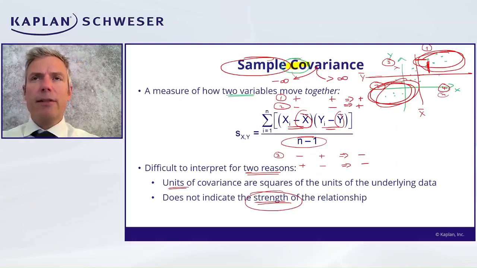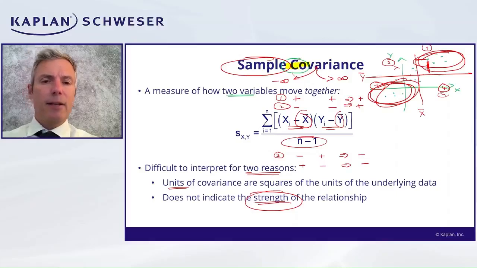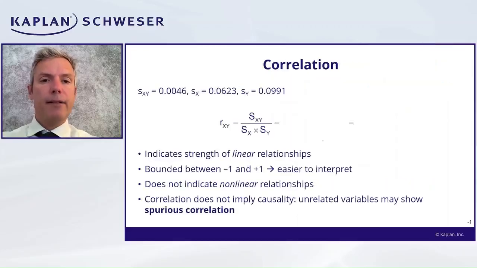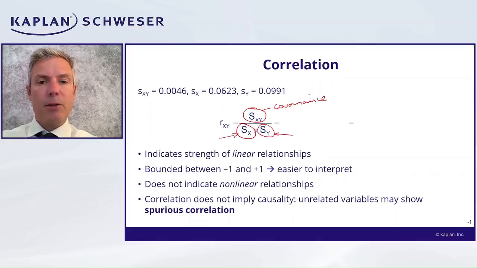So one of the things we like to do is standardize covariance. Notice how it gets the letter SXY. S was standard deviation before, but that's now covariance. The way you standardize covariance is you take your covariance and divide through by the product of the standard deviations. So divide through by the standard deviation of the x variable and the standard deviation of the y variable.